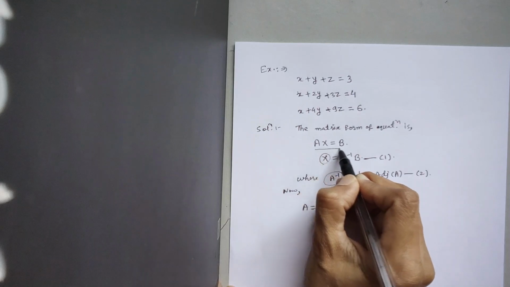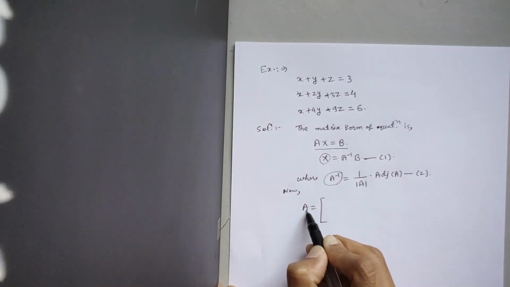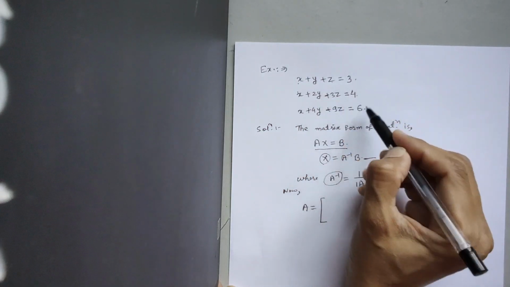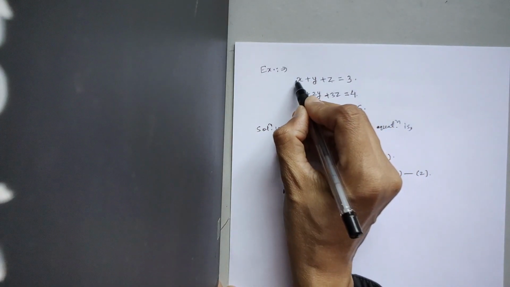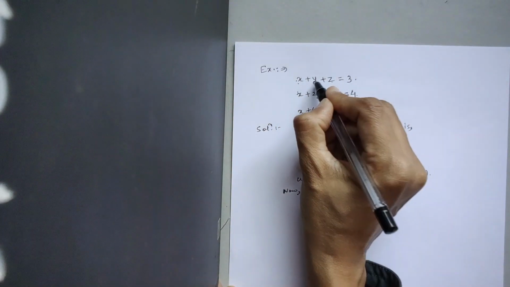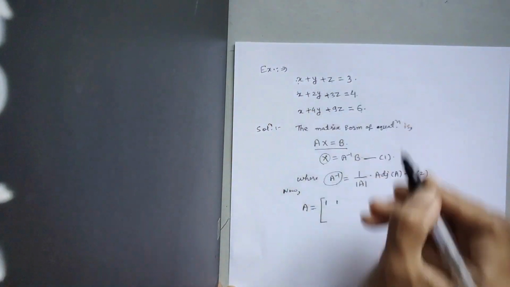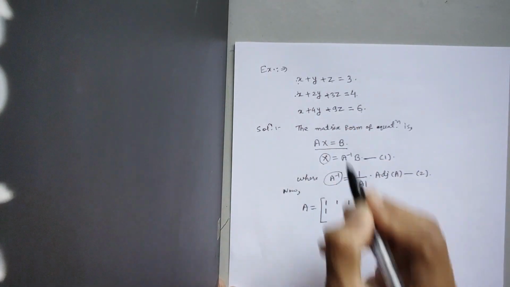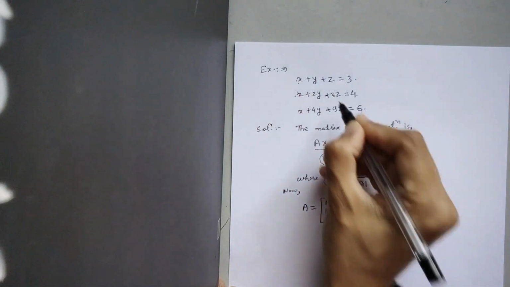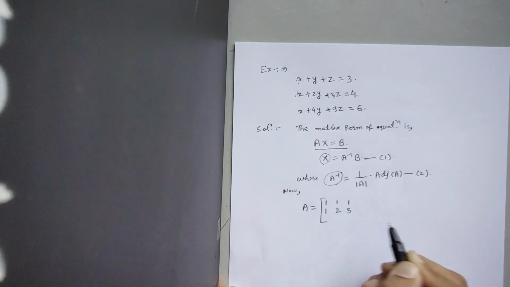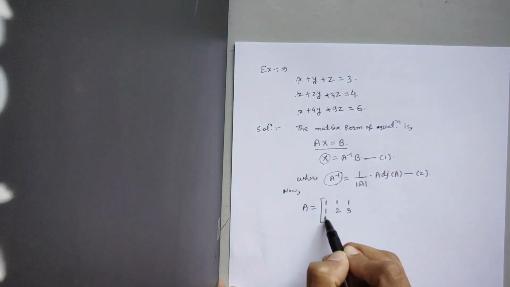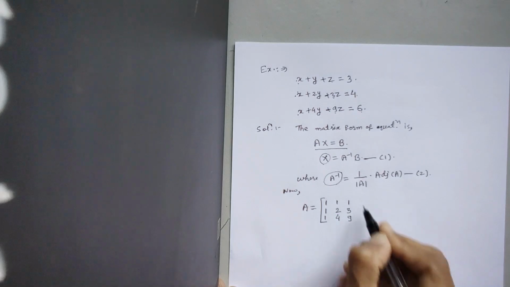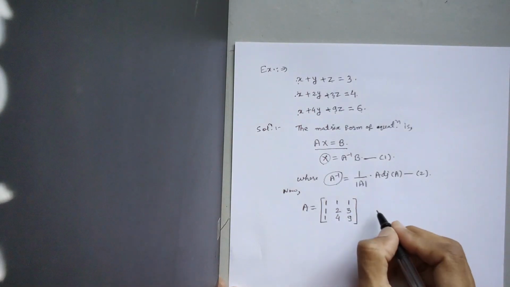So first of all we write all these matrices here. A is the matrix of coefficients, so just write down all the coefficients. I am taking this as the first, second and third equation. So the coefficient of X is 1, Y is 1 and Z is 1. My first row is completed. Second, 1, 2, 3, second row completed. 1, 4, 9. Okay, this is my matrix A, right?